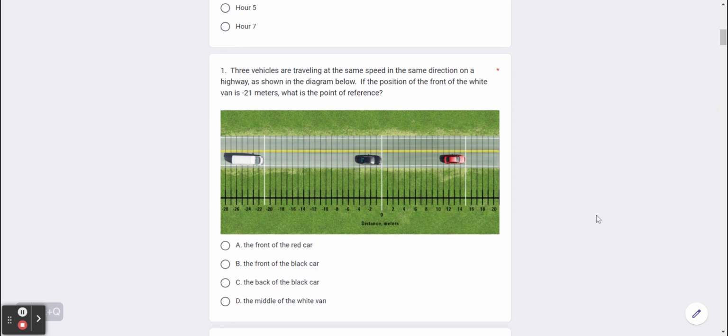Question number 1. 3 vehicles are traveling at the same speed in the same direction on a highway, shown in the diagram below. If the position of the front of the white van is negative 21 meters, what is the point of reference? A, the front of the red car, B, the front of the black car, C, the back of the black car, D, the middle of the white van.